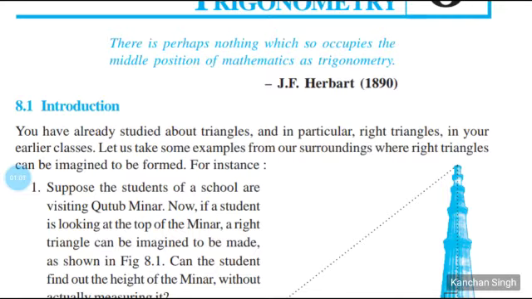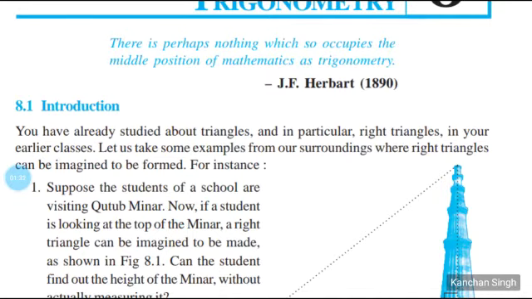We have an idea about right triangles, and being students of class 10 there is no need to explain the property of right triangles. The thing which comes to our mind is that if it is a right triangle, then one angle must be how much? 90 degrees.